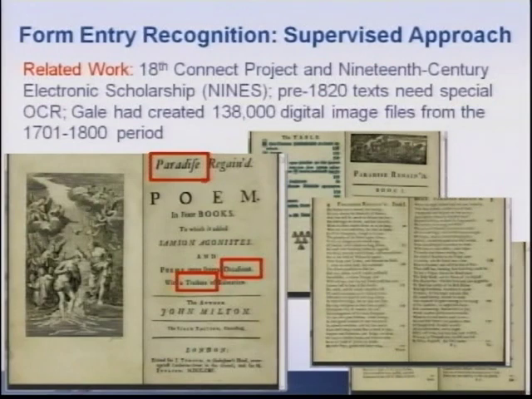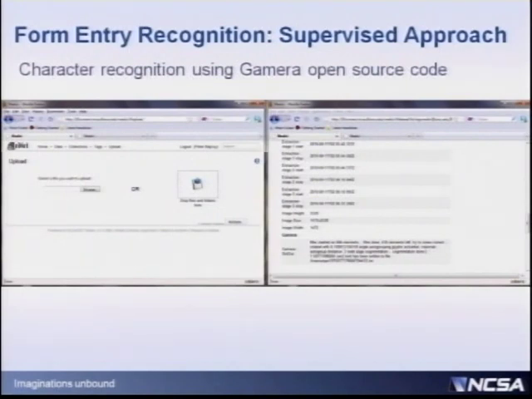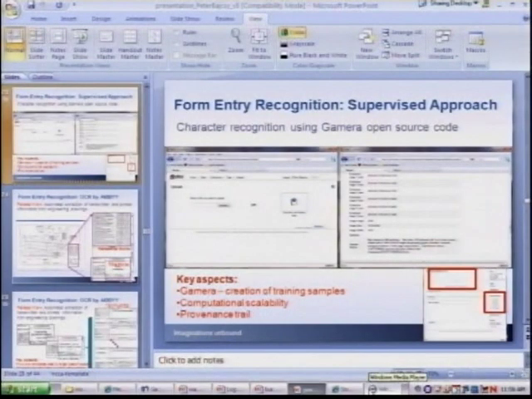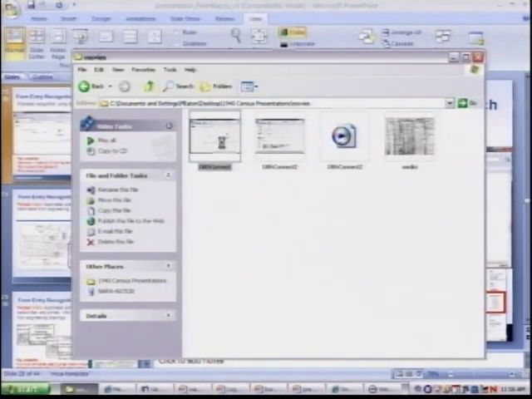We actually did a study, and you can find an article about it online, on how much computational power you will need and how difficult it is to customize commercial software. But Gale had already created 138,000 digital image files. So we are looking at a solution, and I'll show a preliminary solution. More or less, if this movie had worked, you would see, and I think I can probably quickly do that just to show what I mean.